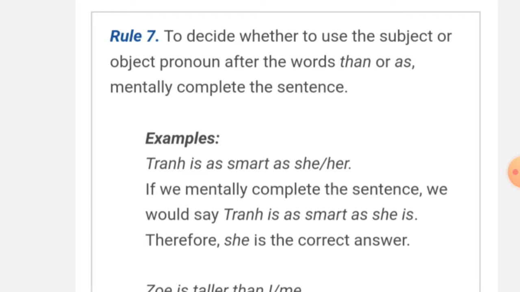How? Because here you can see Tarana has been compared. The smartness of Tarana has been compared to another girl. So Tarana is what? That is a subject, and we need a subjective case of the pronoun out of the choices she and her.